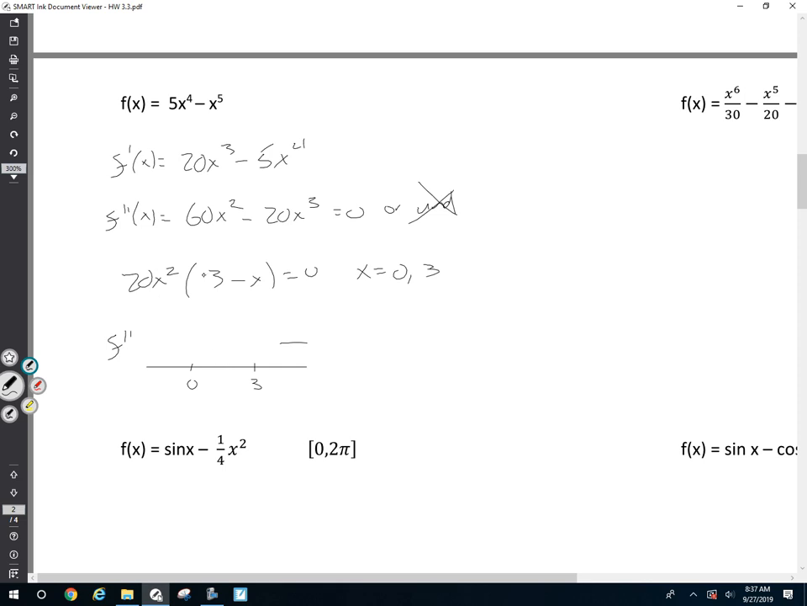Plug in 1, positive, positive. Plug in -1. Positive, because it's a negative 1 squared. 3 minus negative 1, positive. Positive. So that means F is concave up, kind of flattening out completely, concave up, concave down. So x equals 3 is our only point of inflection.